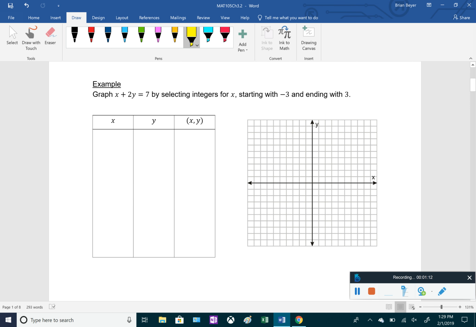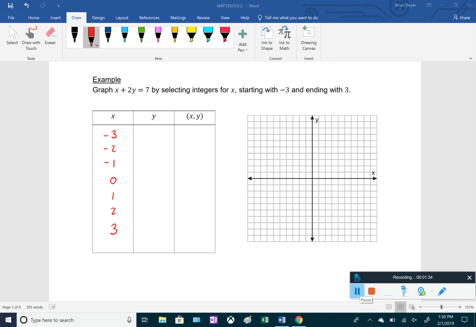So let's start with this example. Let's graph x plus 2y equals 7. We're going to start by selecting integers of x, -3 to 3. So I'm going to write those down first. Our x values are going to be -3, -2, -1, 0, 1, 2, and 3. And we're going to find all of their corresponding y coordinates by plugging the x coordinates into the equation, and that's going to give us an xy coordinate. So I'm going to go down here a little bit.